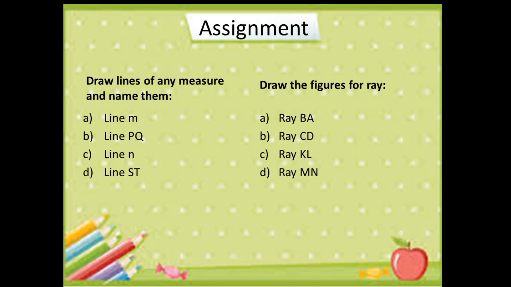Then draw the figures for ray. Ray BA, that means B will be our origin. So point B is our origin. We will start from there. We'll draw, extend with an arrow. Near that arrow we will write point A. So that means the ray starts from B, ends in an arrow where we have point A. So ray BA. Similarly, the rest 3 you have to draw using a scale and a pencil.